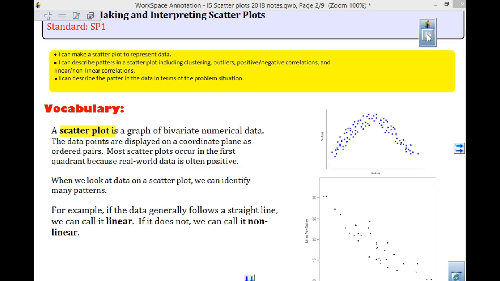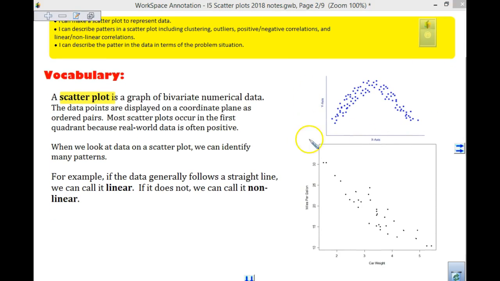That's like when we did your height and your shoe size, 2 numbers, okay? We can't do it with categorical data. It says data points are displayed in the coordinate plane as an ordered pair. Most scatter plots occur in the first quadrant because of the real world data. So you're going to see almost everything in quadrant 1, which is where we have positive x and positive y.